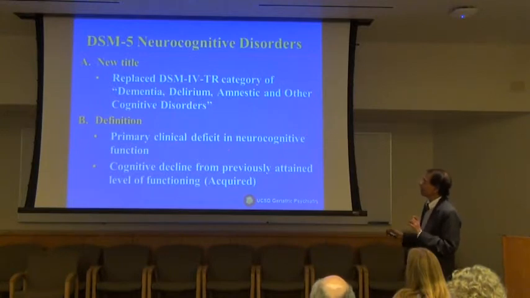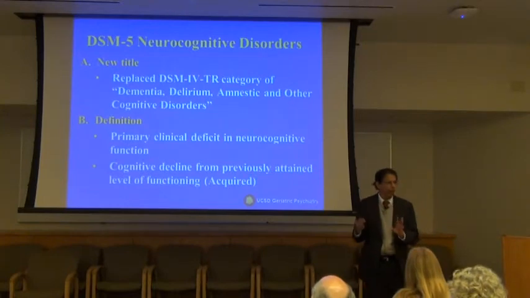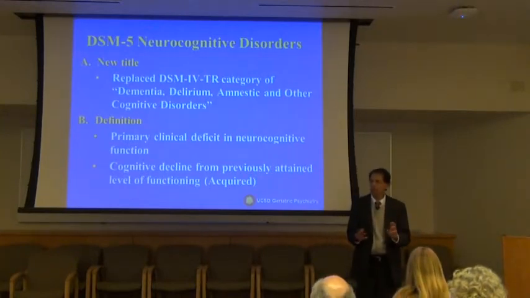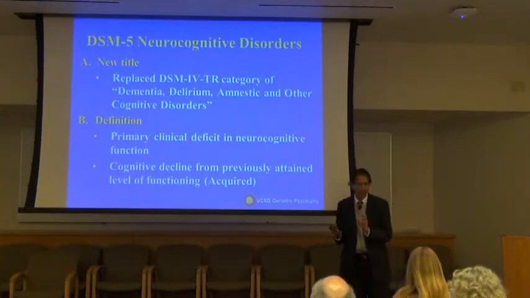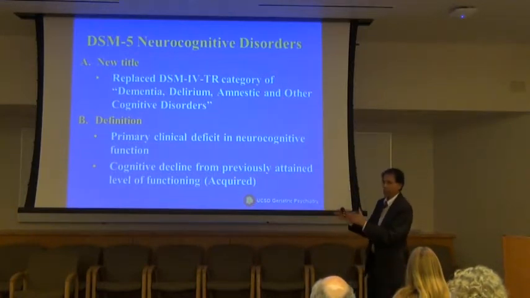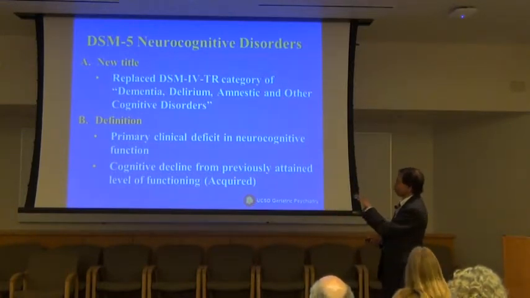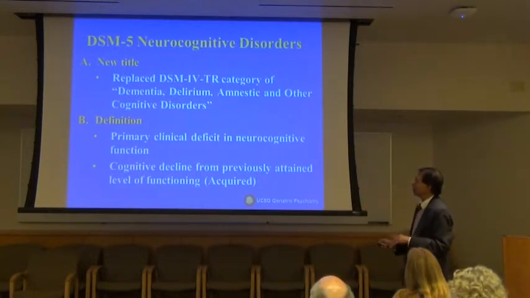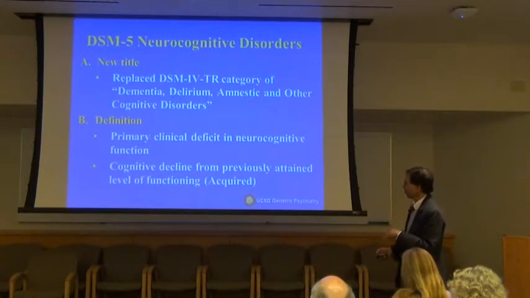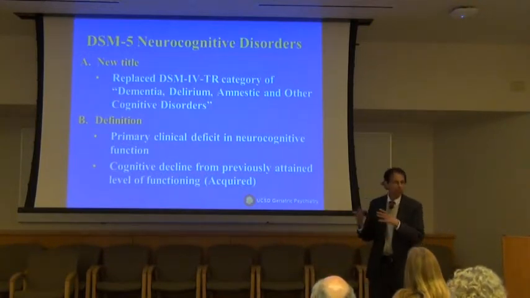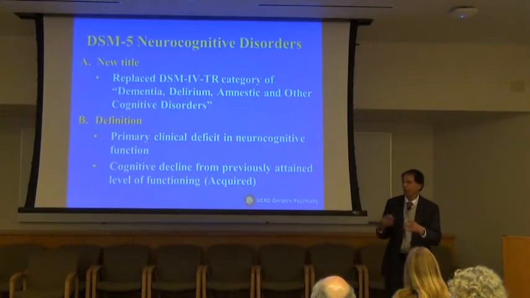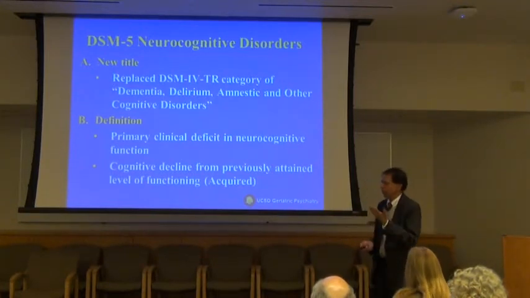The primary clinical deficit is in neurocognitive function. We know that schizophrenia, depression, and bipolar disorder are all associated with cognitive impairment. But those patients don't present with cognitive impairment; they present with psychosis and mood symptoms, right? These are the patients who present with a primary deficit that is neurocognitive. And secondly, there is a decline from a previously attained level of functioning, acquired. This is to differentiate it from intellectual disability, developmental disorders, what used to be called mental retardation.